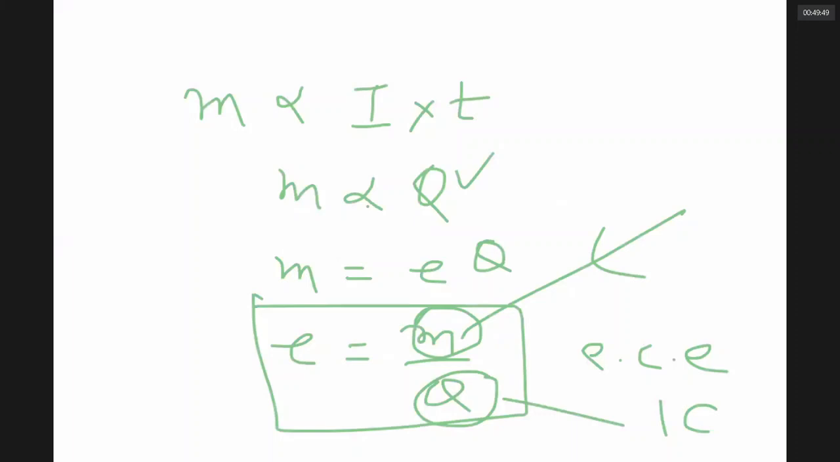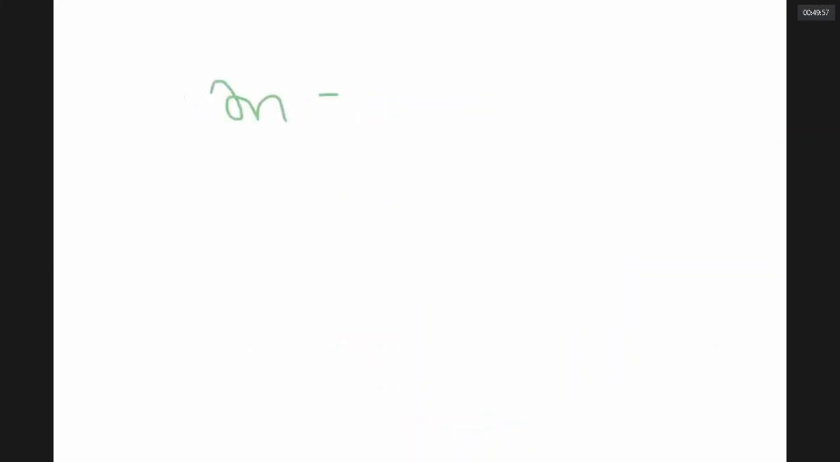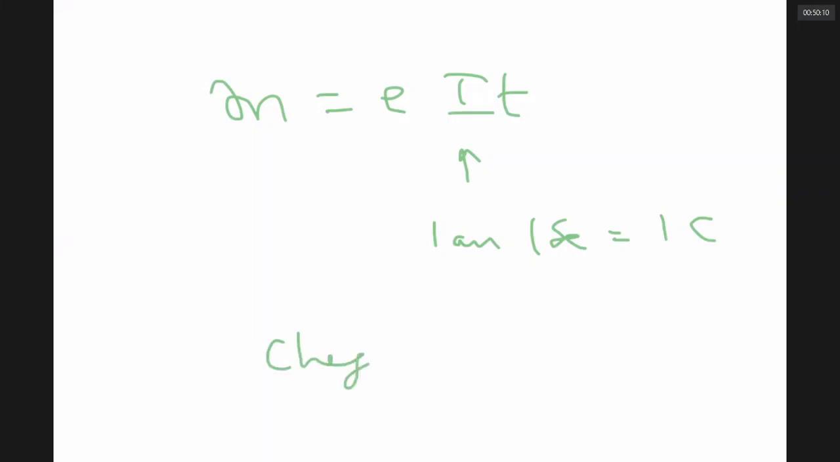Sir, 1 coulomb does not mean I am passing 1 electron, ladies and gentlemen. M is equal to EIT. If I am passing 1 ampere for 1 second, that is 1 coulomb. Now my question is, what is the charge of 1 electron?